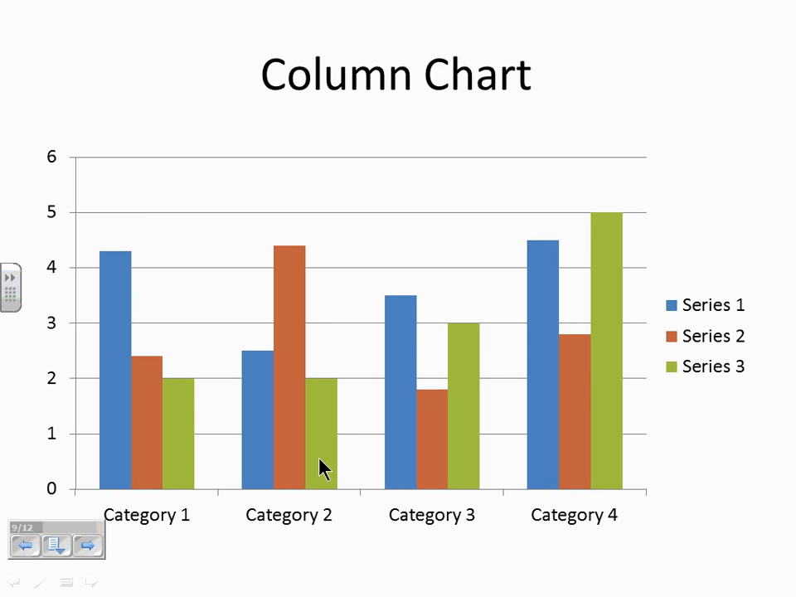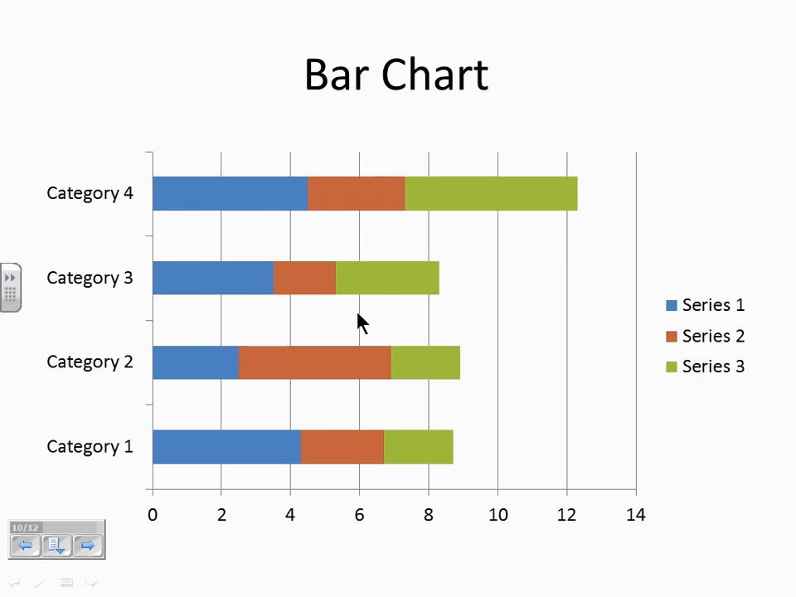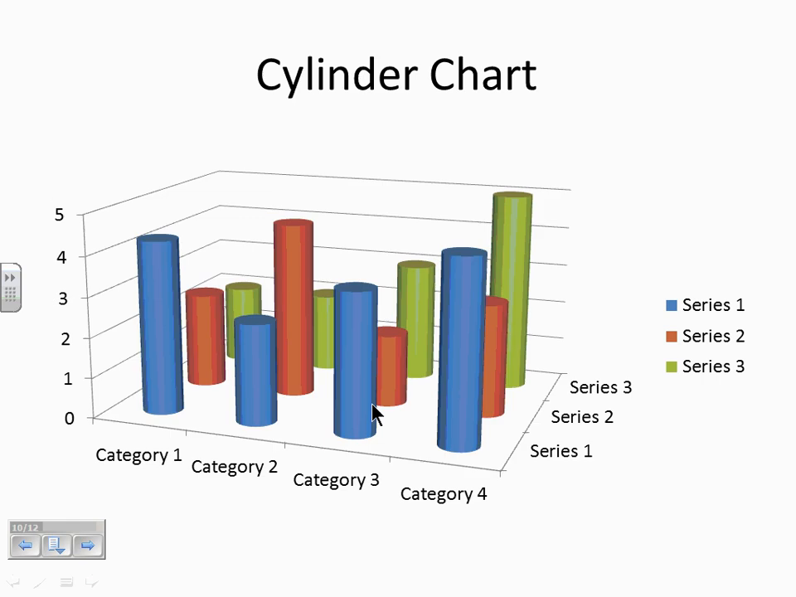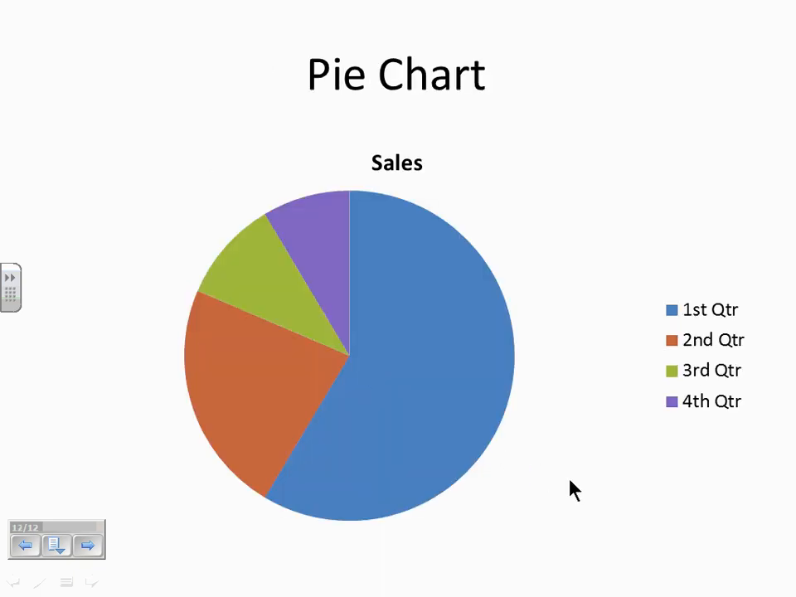A column chart is a good way to compare values side by side, and a bar chart is very similar to a column chart, except it has the values going from left to right. A cylinder chart is also a good way to compare your values side by side. It's more three-dimensional, however. And a pie chart is what we will be creating today. It can go even further in comparing values across categories by showing each pie piece in comparison with the others.